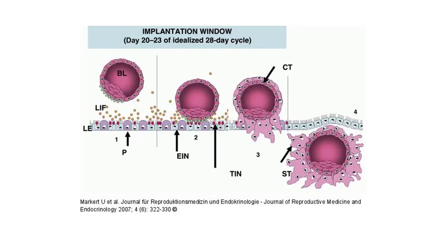So here we have the inner cell mass, we've got the trophoblast, and do you see these little sticks out here on the side? These are going to be receptors.